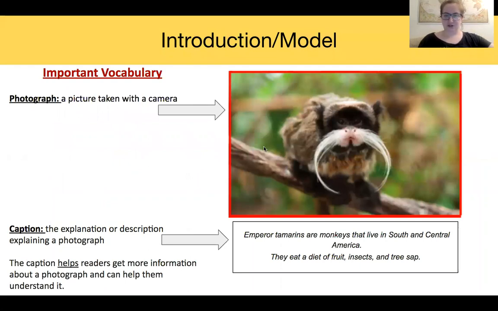Now, yesterday, we learned two important vocabulary terms: photograph, which is a picture taken with a camera. We looked at this picture. And caption, the explanation or description explaining a photograph. And we read this caption and it helped us better understand the monkey, right? We learned that this is the emperor tamarin that lives in South and Central America, and we learned its diet from the caption. The caption helps readers get more information about a photograph. This might be an important definition that you'd like to add in your dictionary.